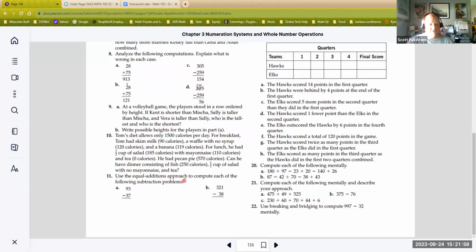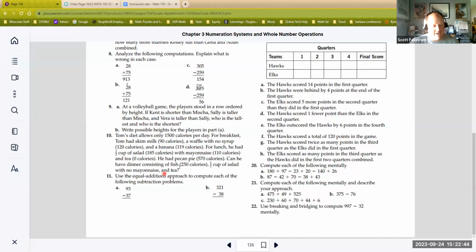Let's see here. Equal additions problem. Wow. This is like, look at this, right? Tom's diet allows 1,500 calories per day. For breakfast, had skim milk, a waffle with no syrup, a dry waffle, and a banana. All right, I guess. For lunch, had a half cup of salad with mayonnaise. Okay. And then had pecan pie. There you go, Tom. Nicely done. For a lunch dessert, 570. It's like double the calories of the salad and mayonnaise, right? Well, it's probably true. Pecan pie is just loaded with corn syrup.